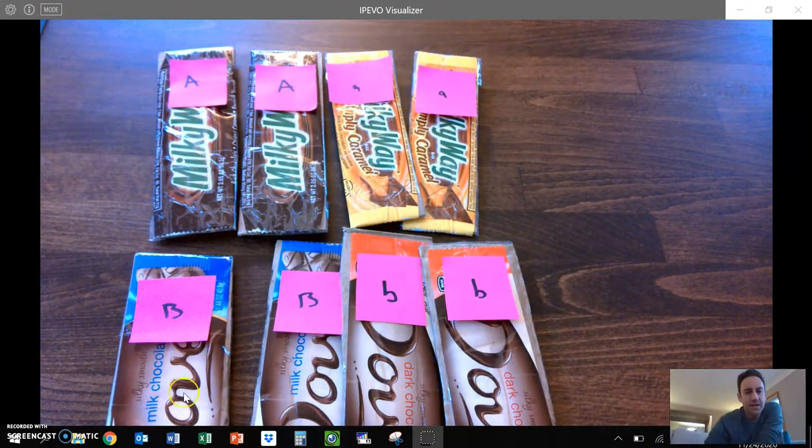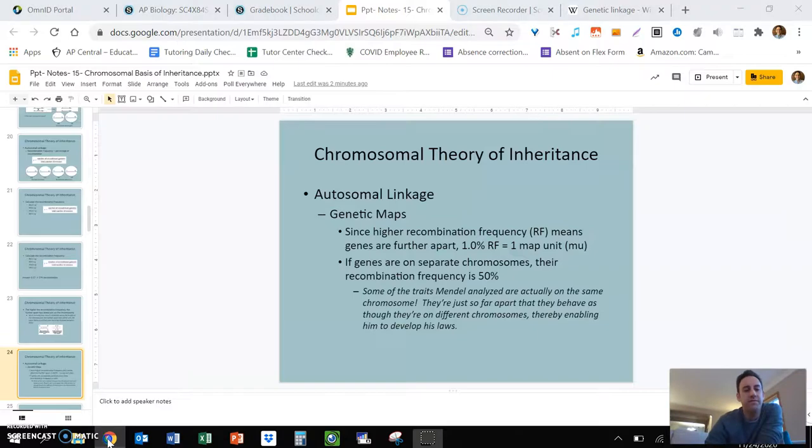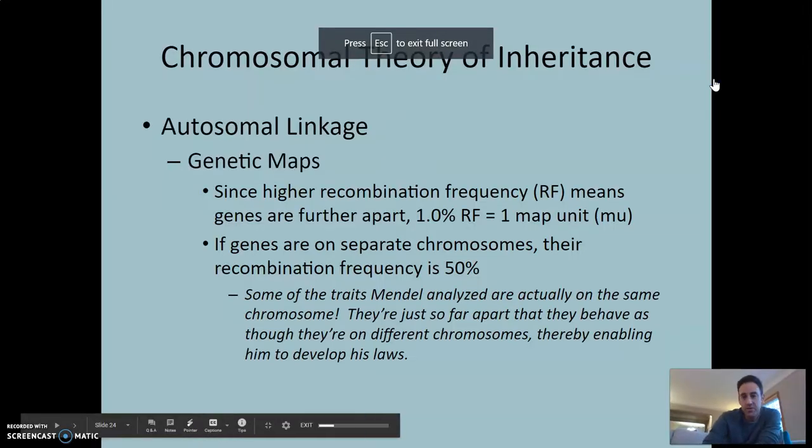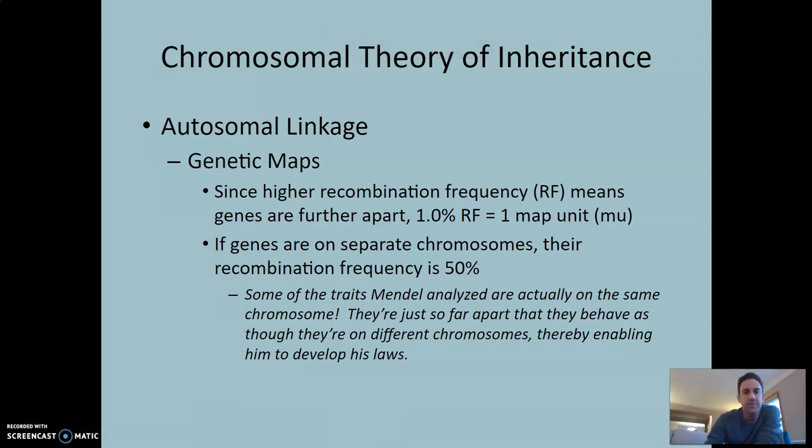So a 50% recombination frequency could mean one of two things. It could mean that the genes are on separate chromosomes, or it could mean that they're super far apart on the same chromosome to the point where there's pretty much going to be a crossover event no matter what between them. And it turns out that some of the traits Mendel analyzed are actually on the same chromosome. And again, they're just so far apart that it looked like they were on different chromosomes, and so he kind of lucked out and was able to develop his laws despite this linkage business.